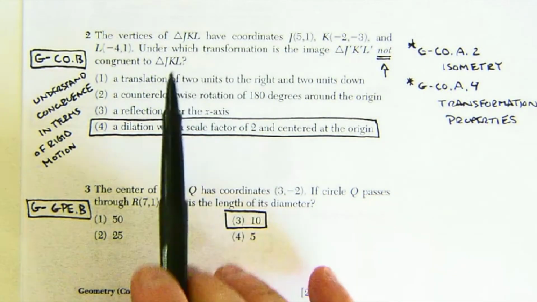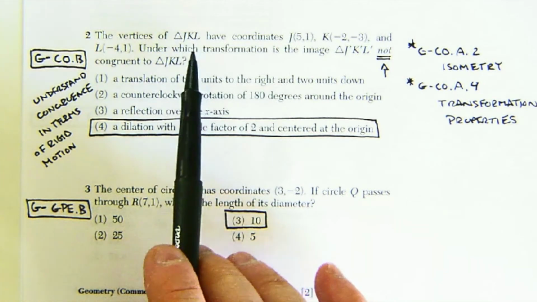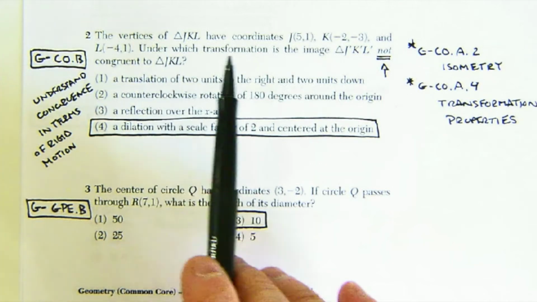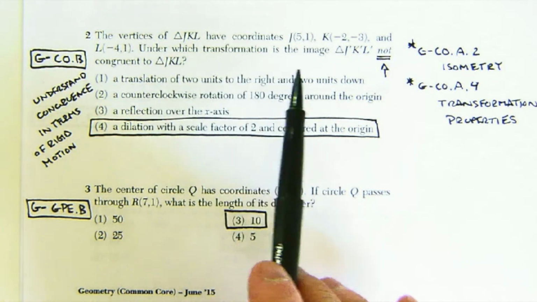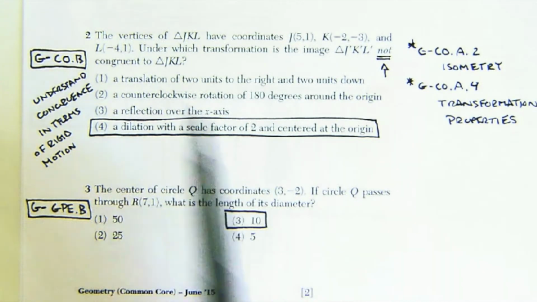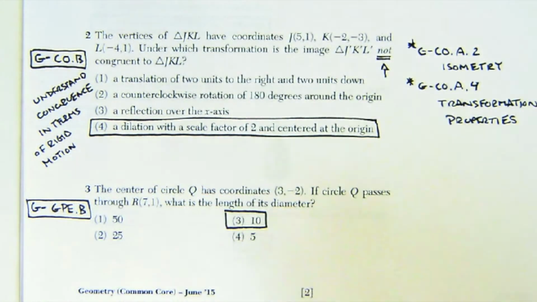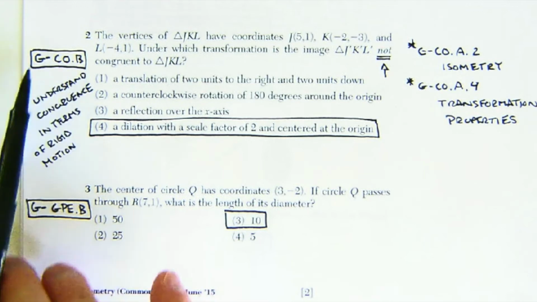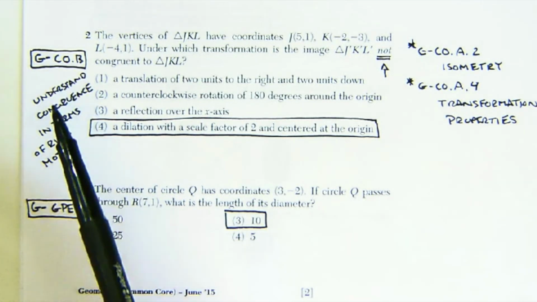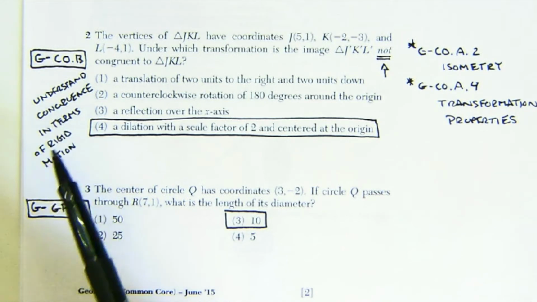The vertices of triangle JKL have the coordinates provided. Under which transformation is the image J prime, K prime, L prime not congruent? Now, well, this is a question about congruence, so they've clustered it under the B cluster, which is understand congruence in terms of rigid motion.